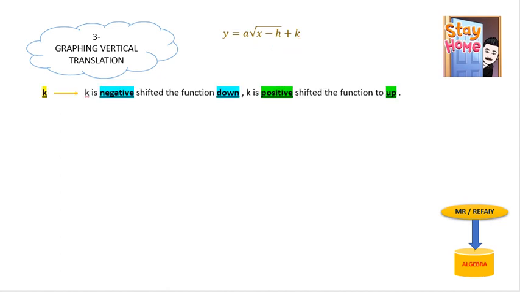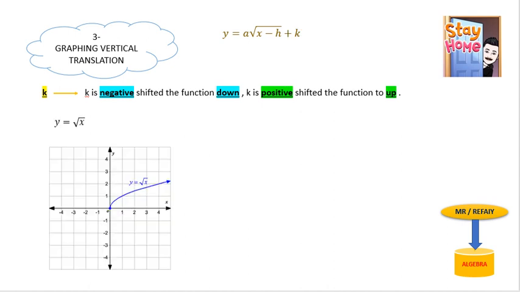Here, if k is negative, shift the function down. But if k is positive, shift the function up. So according to the value of k, the one outside the radical, if it's negative, shift the function down. If it's positive, shift the function up. For example, here this is a parent function.